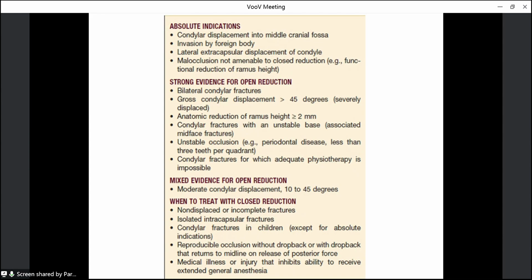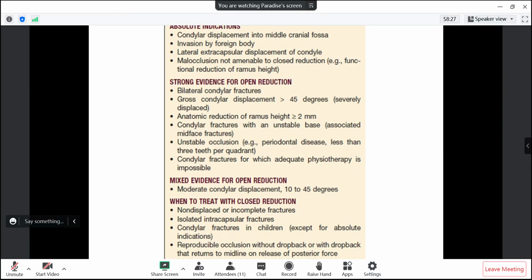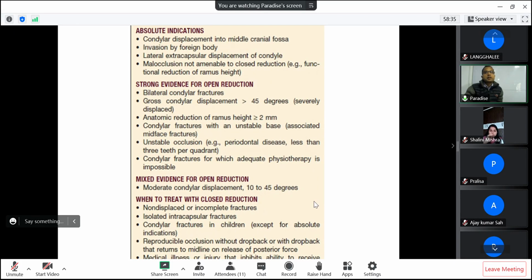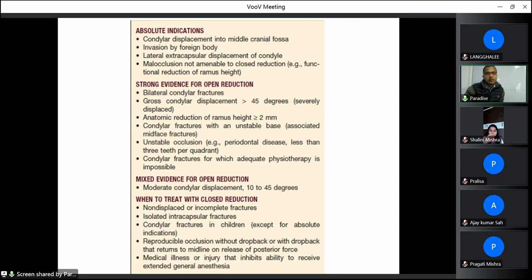Isolated intracapsular fracture: in case of a condylar head fracture, you cannot do open reduction internal fixation, because it is present inside the capsule and there is no area where you can place plate and screws. But condylar head fracture is not so common. In most cases, condylar neck or subcondylar fracture takes place, where you can put the plate and screw. But if there is a condylar head fracture, you have to treat non-surgically, because in most condylar head fractures there is a gross fracture.